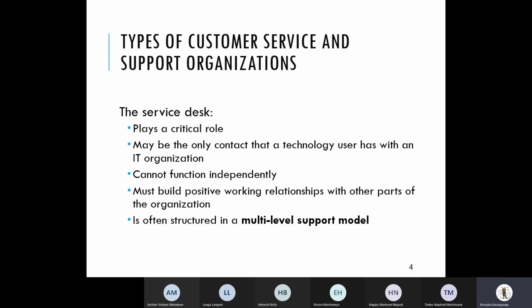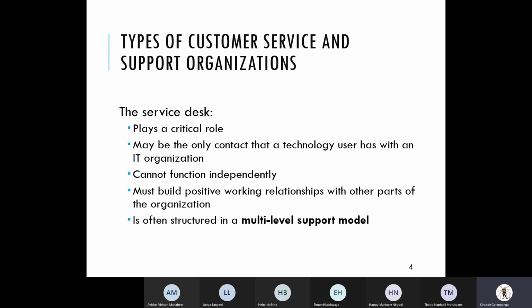So although that particular service desk would play a critical role, like we were mentioning a couple of seconds ago, it must build positive working relationships with other parts of the organization. There has to be some kind of integration, some kind of seamless relationship from a professional point of view to ensure there is an appropriate service desk environment. As a result, service desks are often structured in a series of levels or lines.